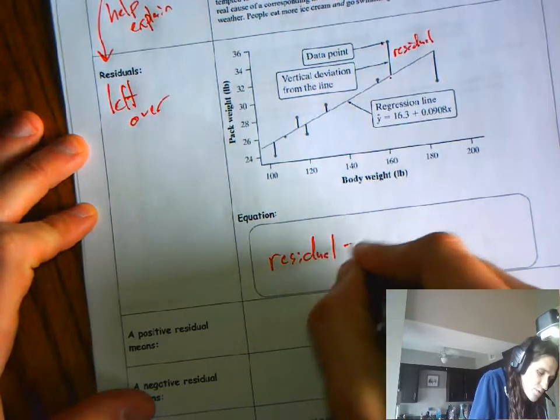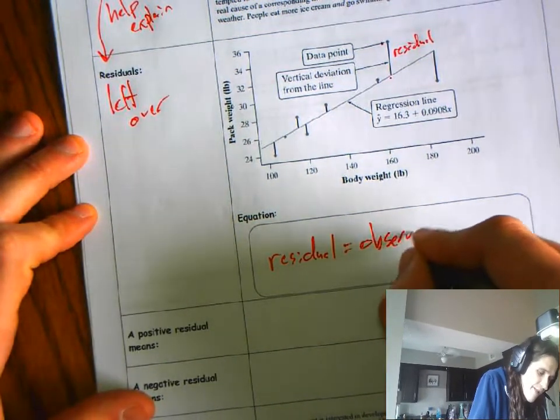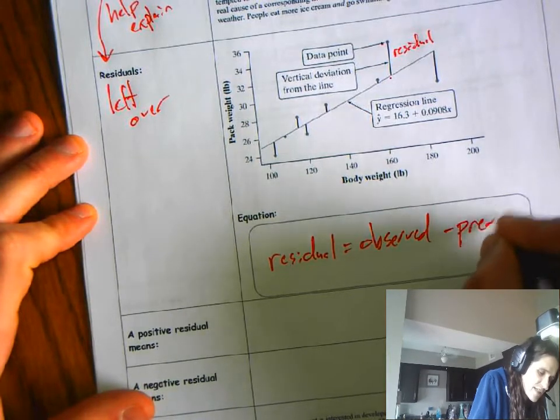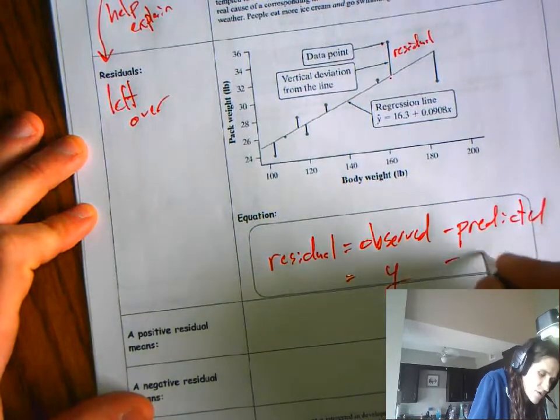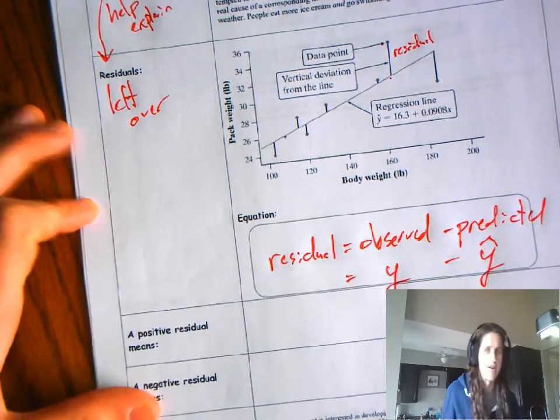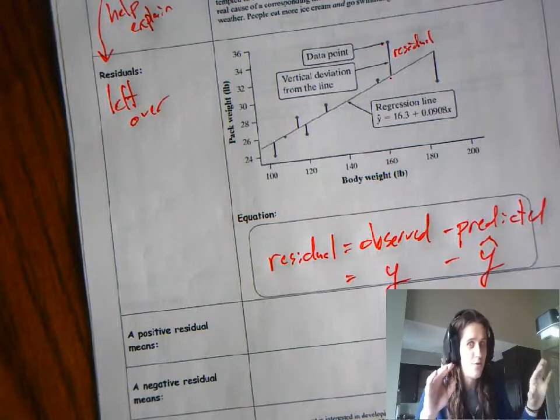Residual equals what was observed minus what was predicted. We're going to often write that as y minus y-hat, with a little wizard's hat on it for making predictions.